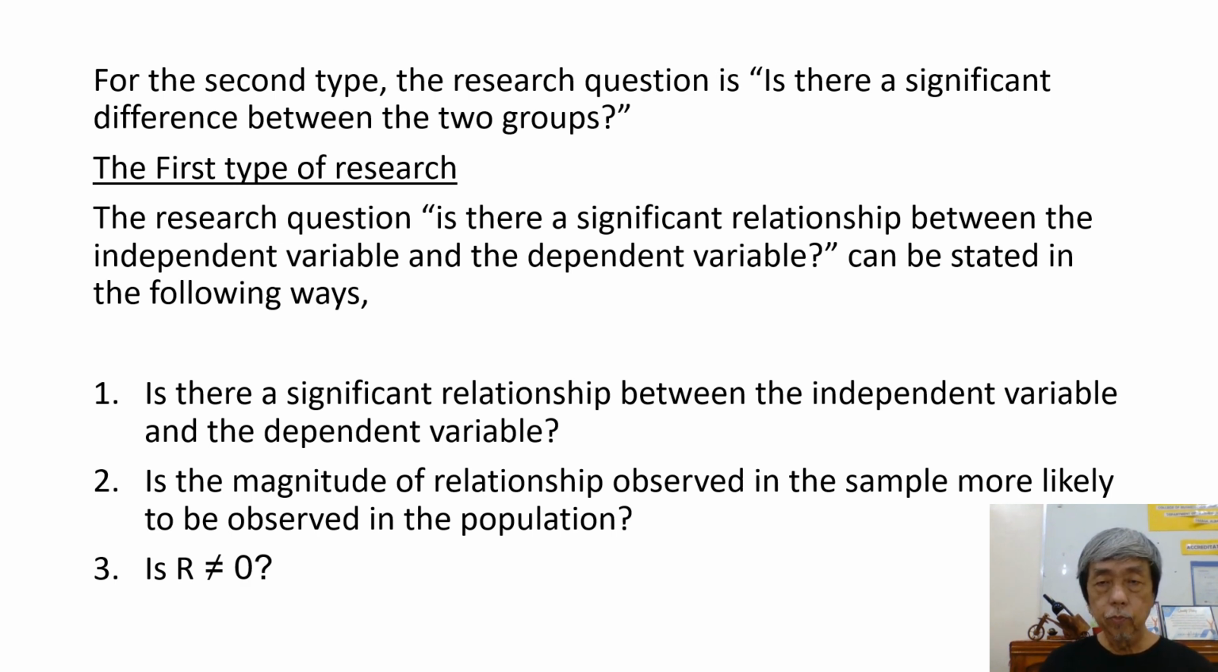The research question, is there a significant relationship between the independent variable and the dependent variable, can actually be stated in the following ways. First, of course, is there a significant relationship between the independent variable and the dependent variable? But it can also be stated as, is the magnitude of relationship observed in the sample more likely to be observed in the population? In mathematical form, it is population relationship not equal to 0.